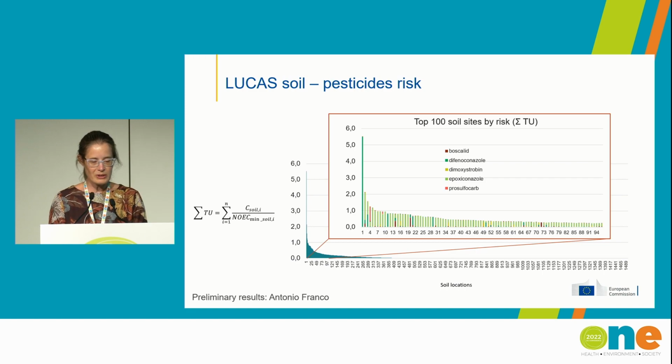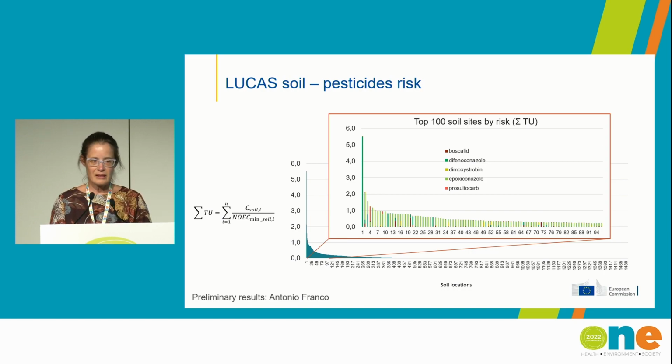provided by my colleague Antonio Franco, who looked at the sum of toxic units for these soil locations. For the pesticides detected in these soil samples for these 1,500 locations, he divided the concentrations by the no observed effect concentrations for soil organisms, and then summed up these toxic units for all the pesticides detected in a certain location, and then ranked the locations according to the sum of toxic units.